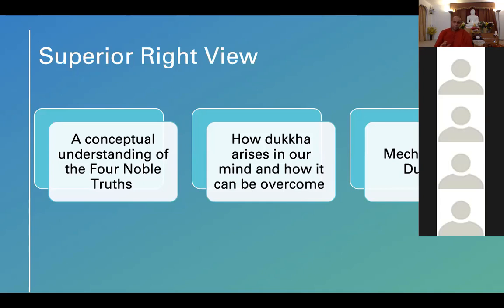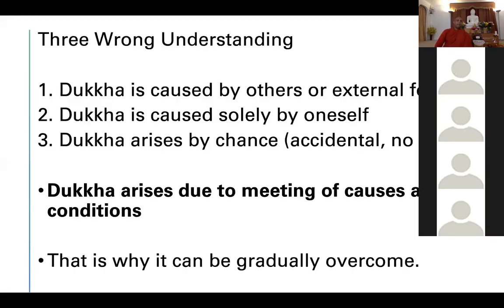In the supramundane level, this involves understanding, at least on a conceptual level, how suffering, or dukkha, arises in our mind and how it can be overcome. Mainly understanding the mechanism of suffering, at least theoretically at this level, because one thing I want you to think about is how we generally understand the mechanism of suffering. And this is usually how we understand it.